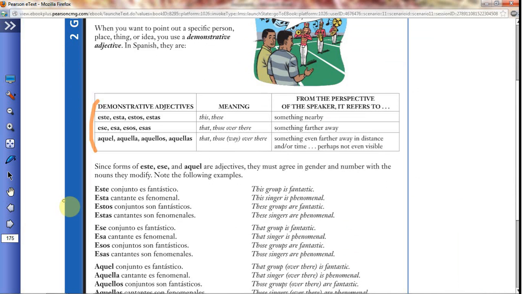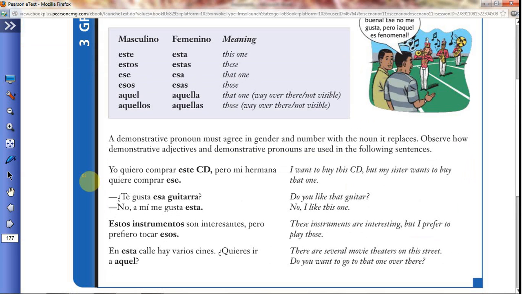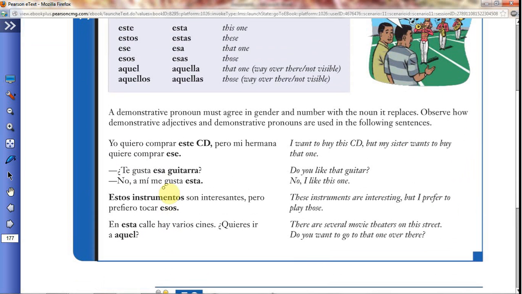The adjectives go in front of nouns, and they can change according to gender and number. Este conjunto, esta cantante, ese conjunto, esa cantante, aquel conjunto, aquella cantante. Okay, they're all in front of nouns. If they're not in front of a noun, if they're in front of a verb, or if they are an object, then they are going to be called demonstrative pronouns.